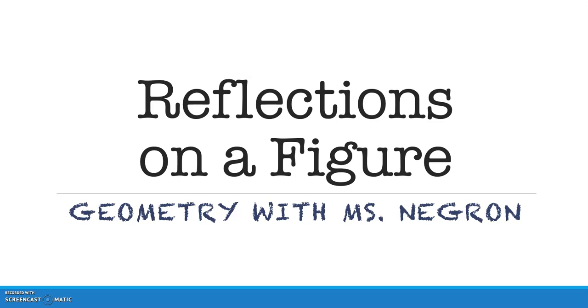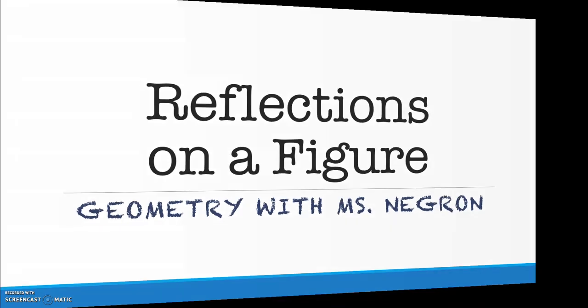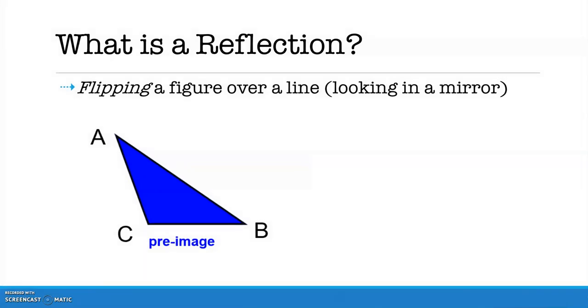Hey everyone! Today we're going to be discussing reflections on a figure in geometry. A reflection is when you flip a figure over a line, similar to looking in a mirror. If you were to look in a mirror and hold up your right hand, your reflection would actually appear as if it were holding up your left hand. That is known as a change in orientation.